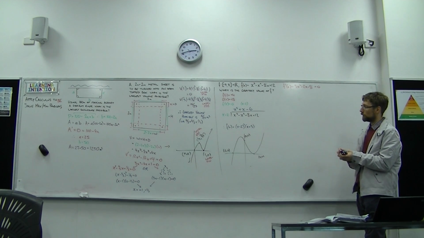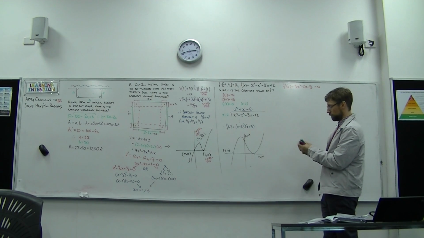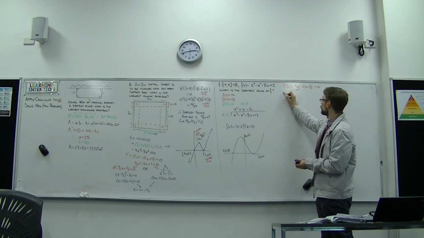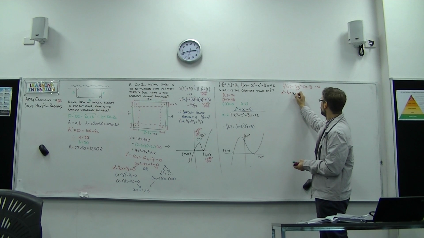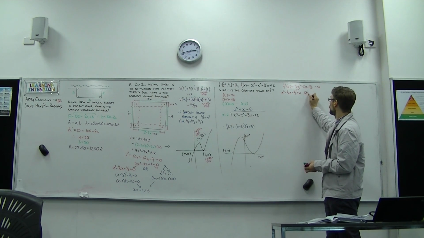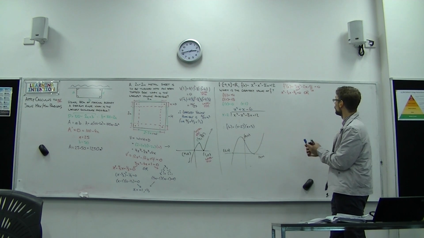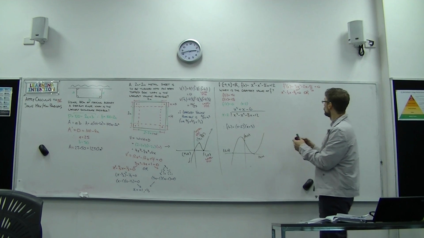There are multiple ways you can do it. I did completing the square. You could divide everything by 3, so x squared minus 2/3 x minus 8/3 equals 0. Or the Barry method. Use the Barry method. I forgot how to do it.